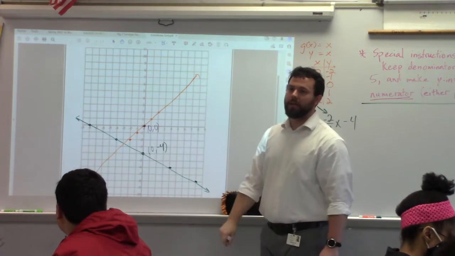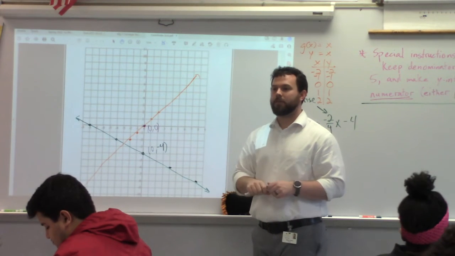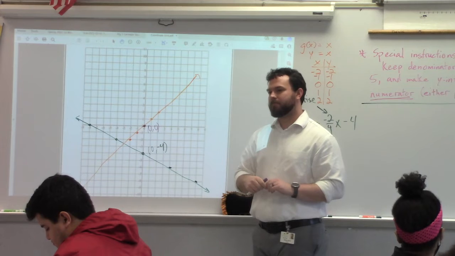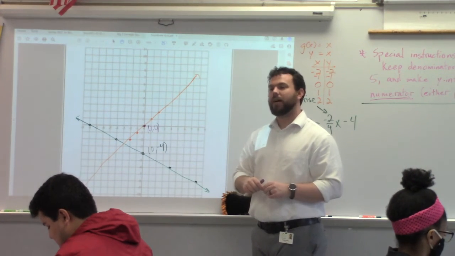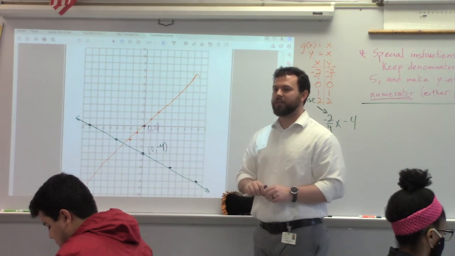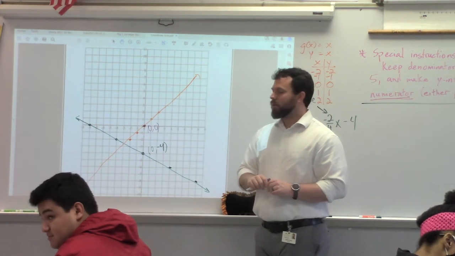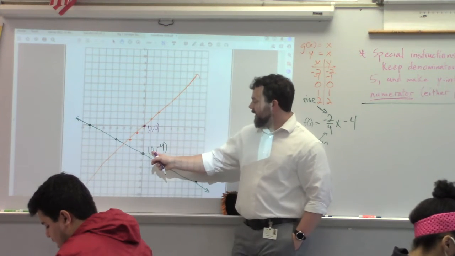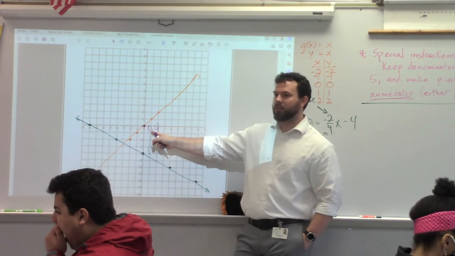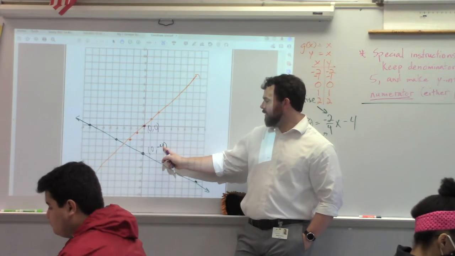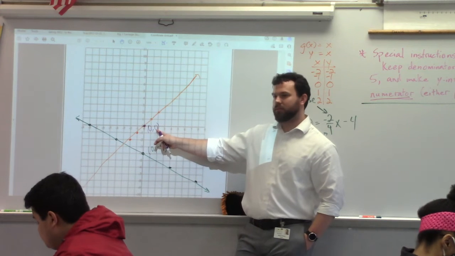Does anyone have a question about how I got that point right there? Why did I multiply? Because you gotta dilate. We're dilating. What operation is always associated with dilations? Multiplication. And remember, are we affecting the x value whatsoever? No. The x is still 0. So I'm dilating f of x by x. So negative 4 times 0 is 0.